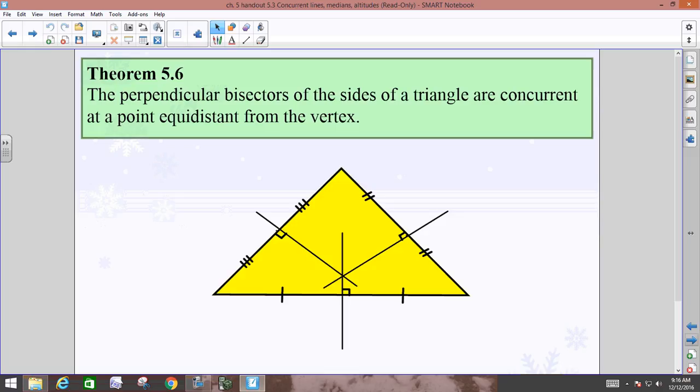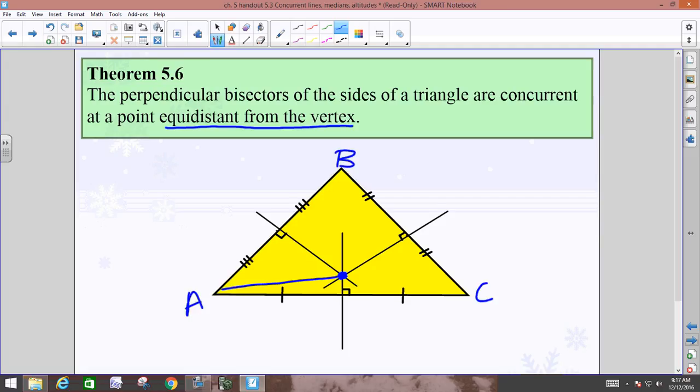Since they all meet at one point, we would call them concurrent lines, and this would be the point of concurrency. So it says the perpendicular bisectors of the sides of a triangle are concurrent at a point that is equidistant from each vertex. So this blue point is the same distance from vertex A as it is from vertex B as it is from vertex C. So those 3 blue lines that I drew in there are all congruent.